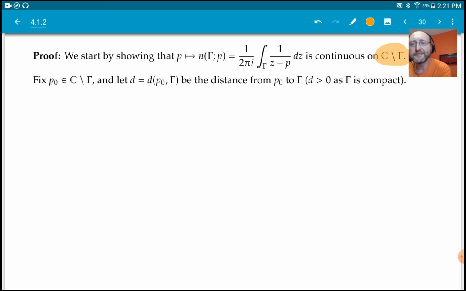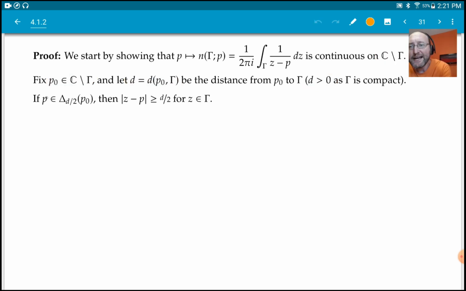So let's fix a point P naught in the complement of gamma, and let D be the distance from P naught to gamma. That's some positive number because gamma is compact, right? So we're at some point on the complement, so it's some positive distance away from gamma. That's what we're going to call D, right?